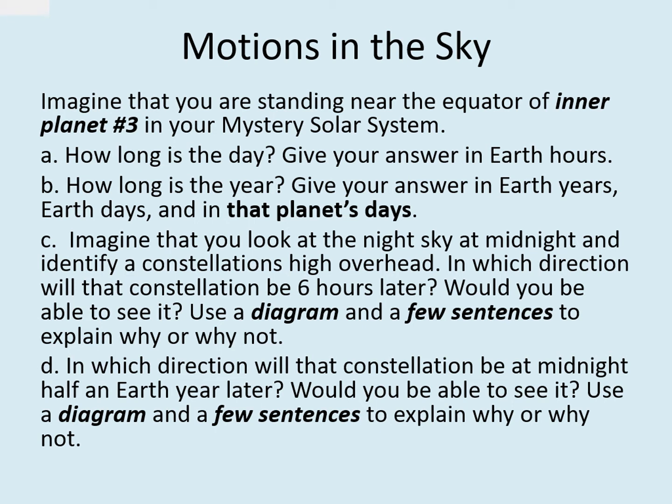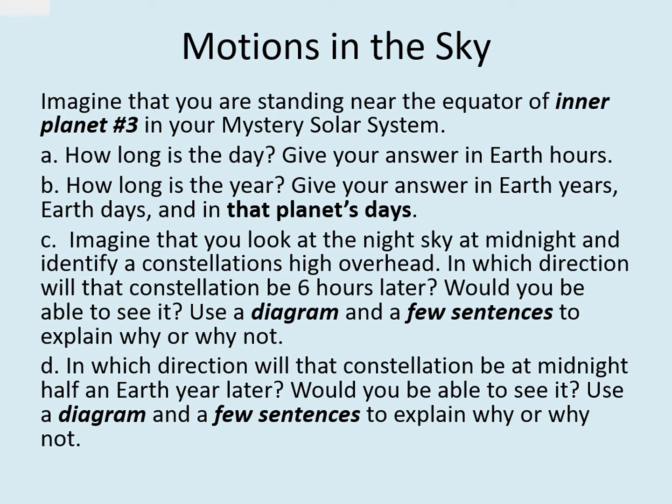Part B asks you to figure out how long the planet's year is. This is easy too, but you also need to convert the value into a couple of different sets of units. Then parts C and D ask you to talk about how things appear to move in the planet's sky. In part C, you're looking at the motion in just a few hours. The trick here is that the planet spins at a different rate than the Earth does, so the timing will be different from what you experience on Earth.